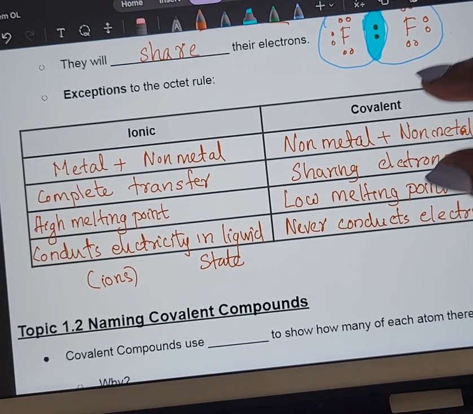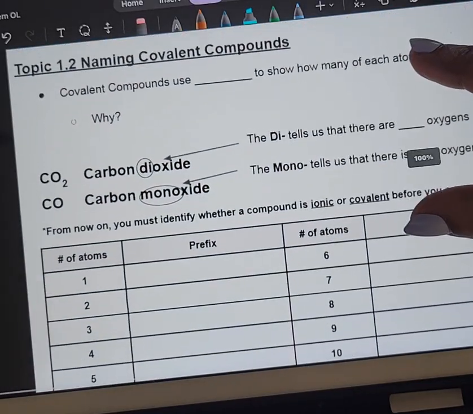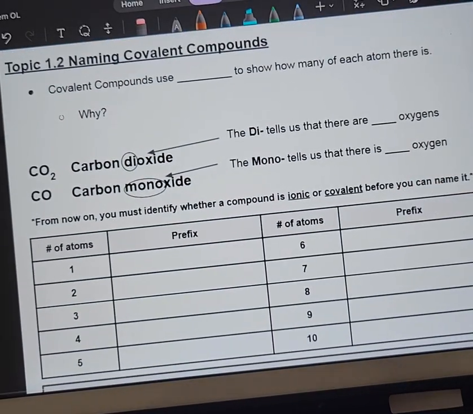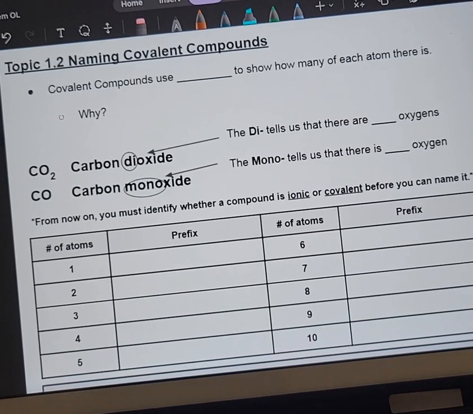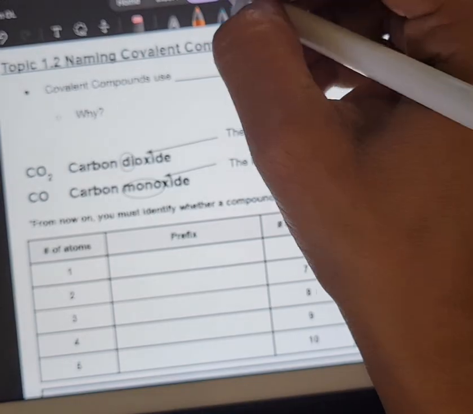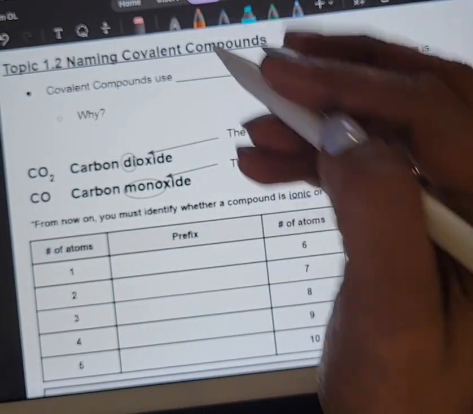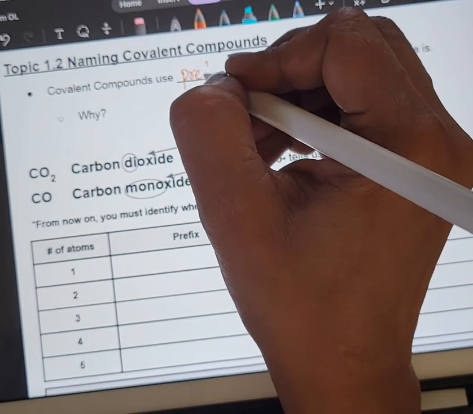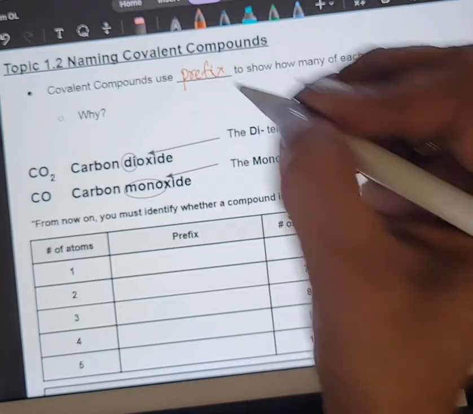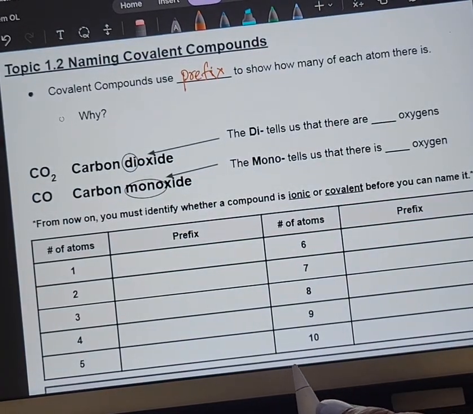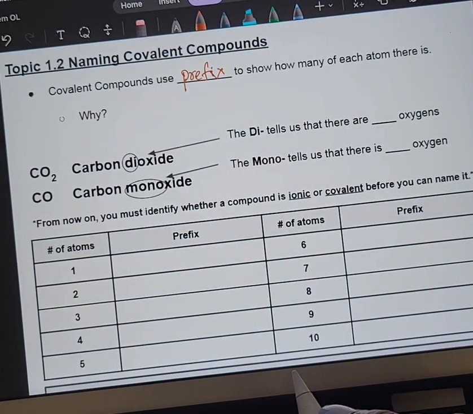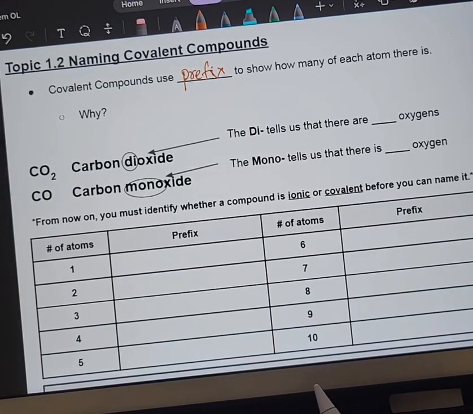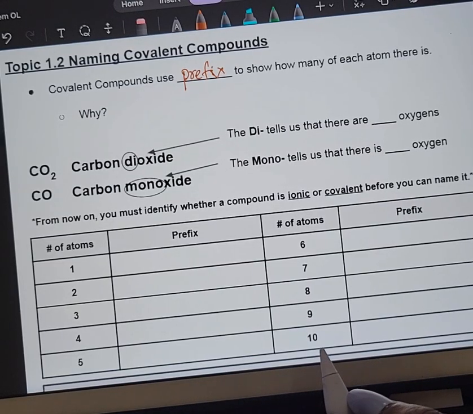Those are the properties, and I am going to teach you how to name them. Remember ionic compound naming; there are totally different rules for covalent compounds. Covalent compounds use prefixes to show how many atoms there are. Because we can't do crisscrossing here, we are not using charges. So we have to tell other people how many atoms of each are there. That's why we are using prefixes.